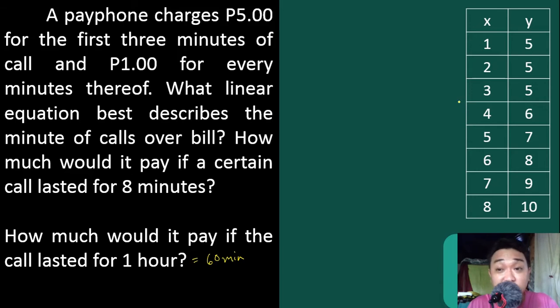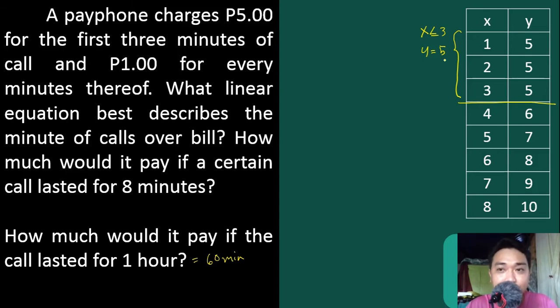And yung table natin, hatiin po natin sa dalawa kasi it pertains to 2 linear equations. So yung first part na linear equation natin, whenever x is less than or equal to 3, meaning pagka yung minutes of calls natin, let's say 1 minute lang, 2 minutes lang, or 3 minutes lang, ang babayaran natin is 5 pesos. So whatever the number of minutes, for as long as the number of minutes is less than or equal to 3, y will always be 5 or 5 pesos. Ganun po yung ibig sabihin niya sa math.